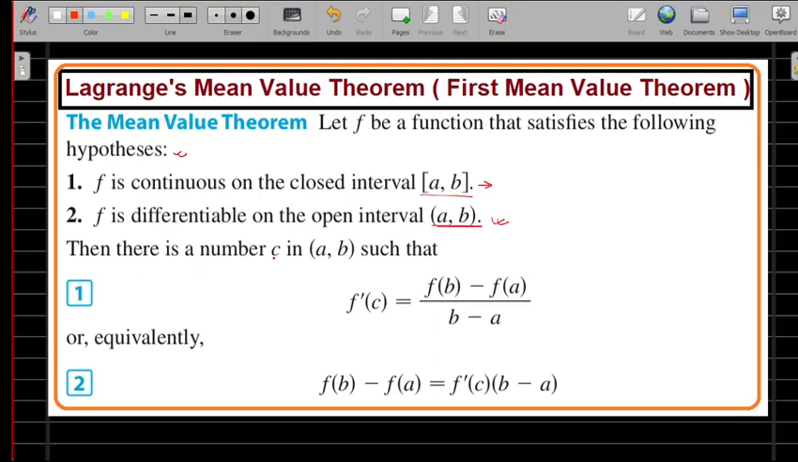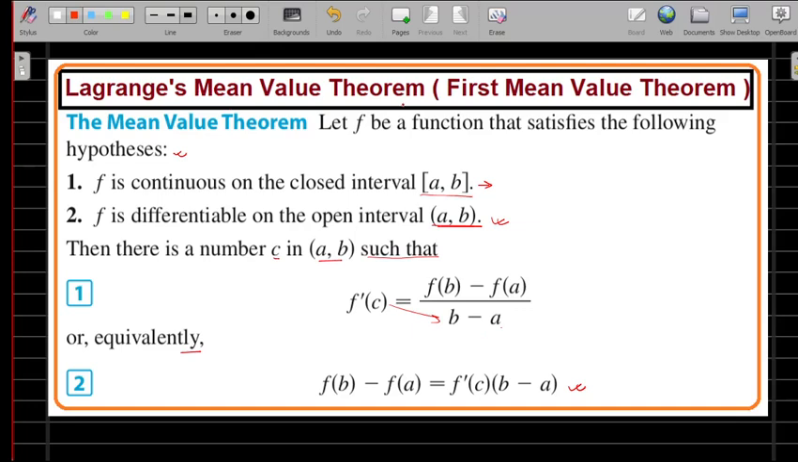Then there is a number c in the open interval (a, b) such that f dash c equal f of b minus f of a by b minus a. It gives the slope, y2 minus y1 by x2 minus x1. Or equivalently, if we multiply this, f of b minus f of a equal to f dash c times b minus a.